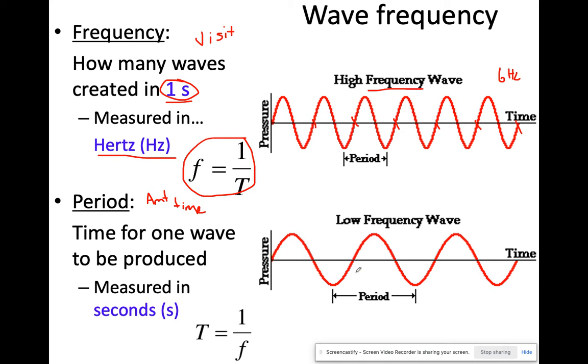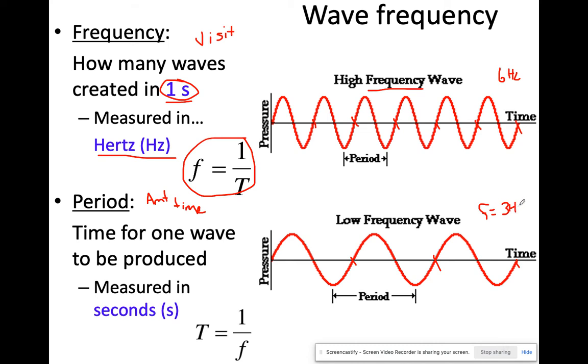So for example, if we said that this is the period of a wave, well, let's just pretend again this is 1 second again. Well, how many waves are there? There are 1, 2, 3. So your frequency would be 3 hertz. Okay, your frequency would be 3 hertz.